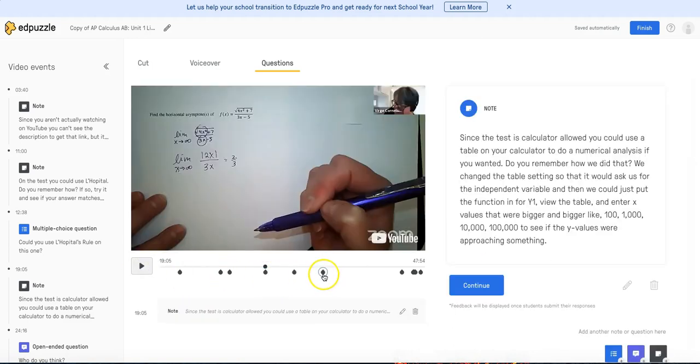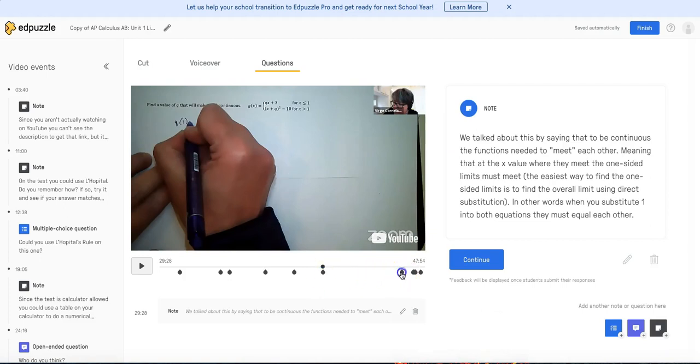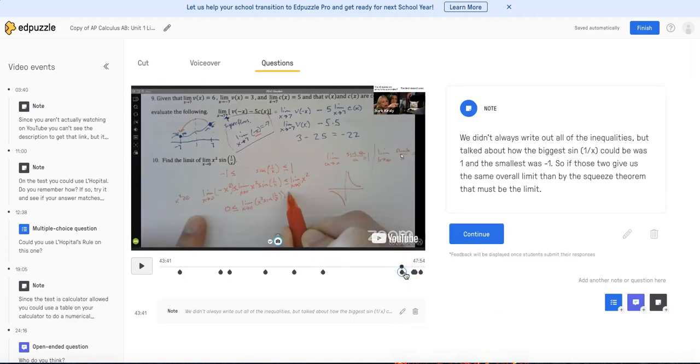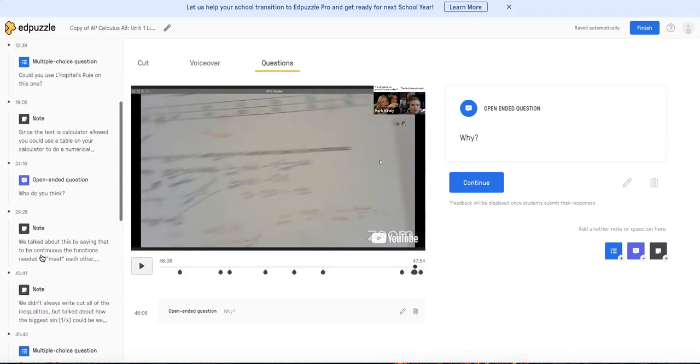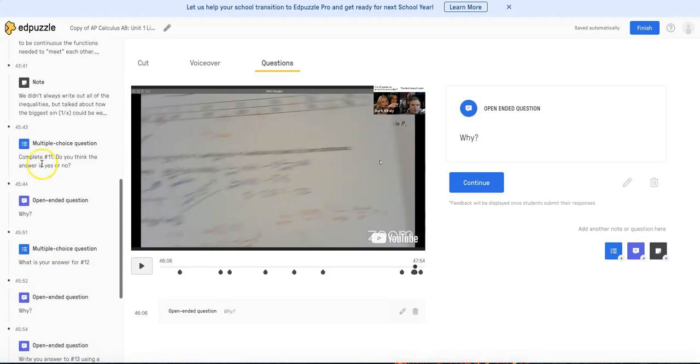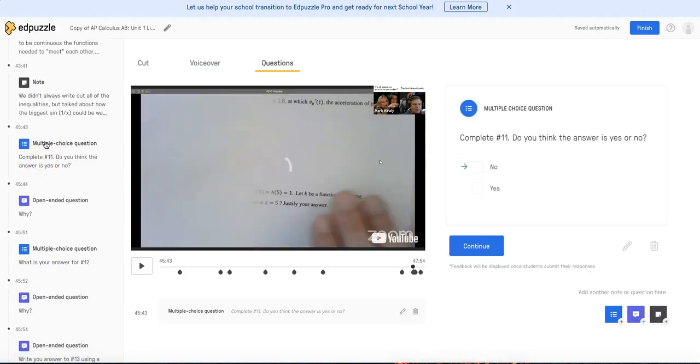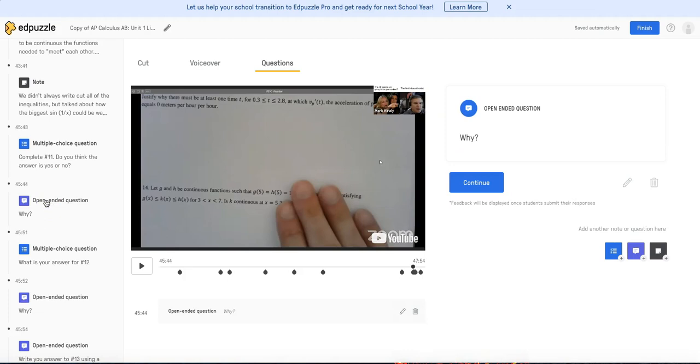You can also embed questions instead of notes. It could be a multiple choice question. It could be an open-ended question. Often I'll ask them, what do you think? Or why was that the answer? Here I had a multiple choice question. They completed a problem, they gave their answer, and that auto grades. But then I also had an open-ended question where I was able to collect their thoughts, see what their thinking was, and organize that data in a nice way.